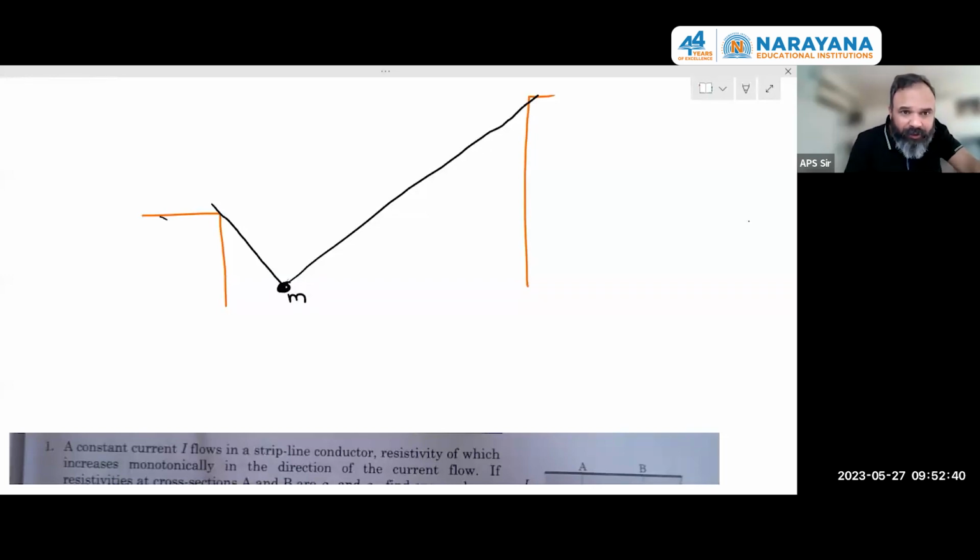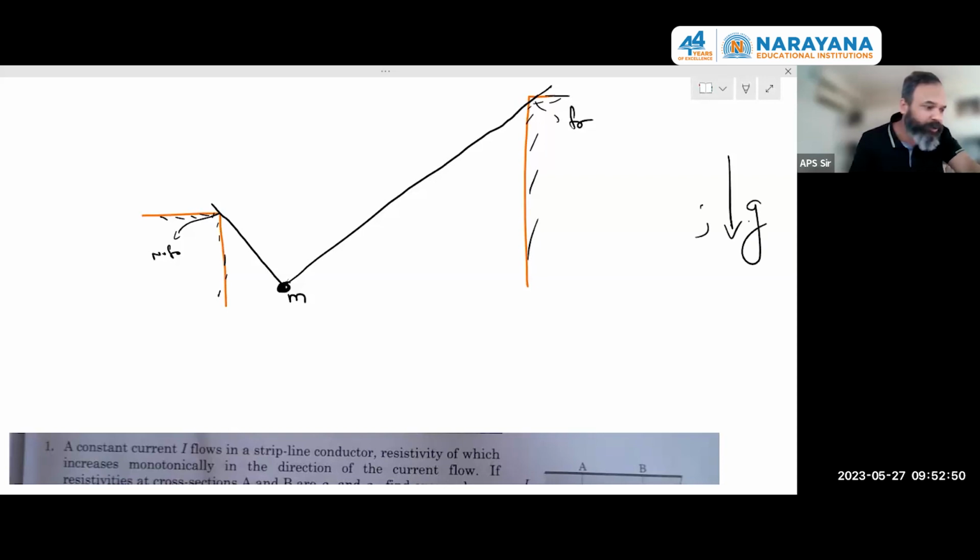Structure ko humne rakha. These are frictionless platforms, so there is no friction here. No friction here. And remember, here also we don't have any friction. We are in a vertical plane, so gravity is present. Everything is fine. The question is, when this structure is in equilibrium, these are long rods. What is the distance of this massive bead from here and from here?